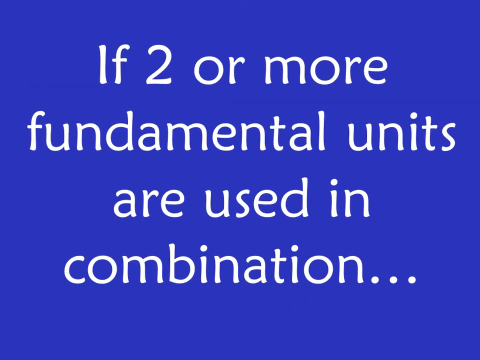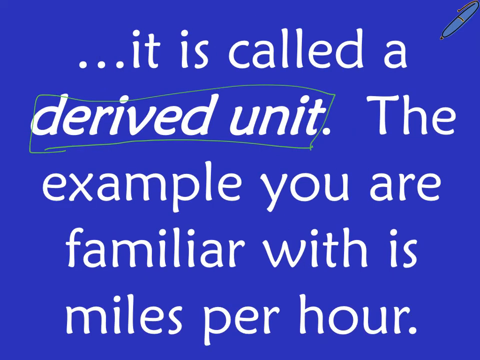The counterpart to the fundamental unit occurs if we have two or more fundamental units used in combination. If you have two or more fundamental units used in combination, this is called a derived unit. So write down the term derived unit, and if you need to, rewind this video back to the definition, which is two or more fundamental units used in combination. An example of a derived unit that you all know would be miles per hour, because it has both miles and hours in it. Two or more fundamental units used in combination. Got it?